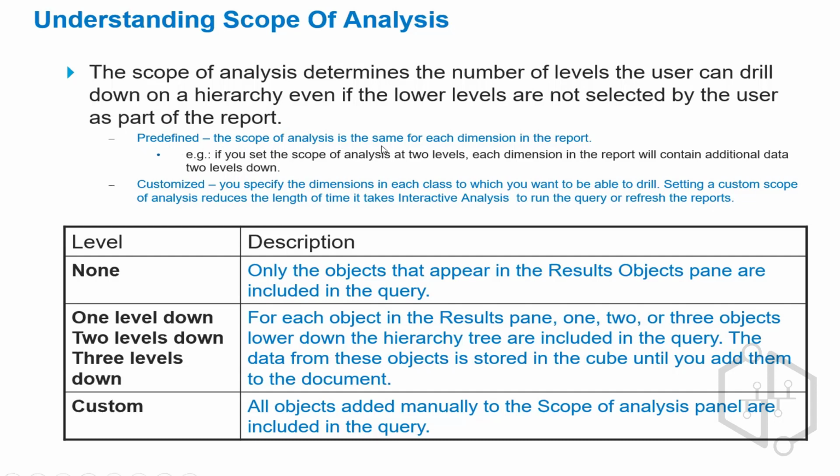By default, the scope of analysis is the same for each dimension in the report. If you set the scope of analysis at 2 levels, each dimension in the report will contain additional data 2 levels down. For example, year, quarter, month is also one hierarchy. So if we select year in the result objects, and we selected 2 levels in the scope of analysis, and we don't have any quarter in the result objects, we can still drill down those 2 levels in the report for our analysis purpose. So that is about scope of analysis.